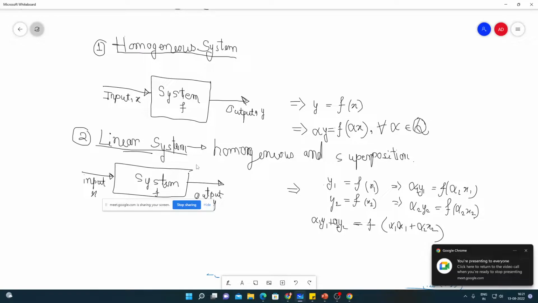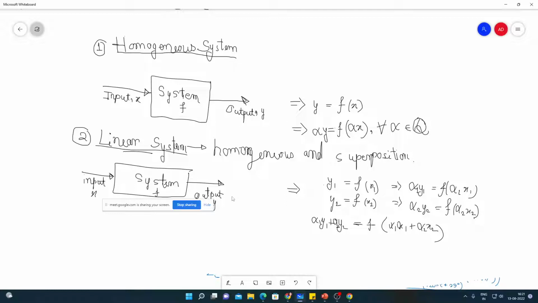A linear system is such a system that satisfies the property of homogeneity. So if we have input x1, the output is y1, and input x2, the output is y2. Since it satisfies homogeneity, if we give an input of alpha 1 x1, it will give an output of alpha 1 y1, and if we give an input of alpha 2 x2, we will get an output of alpha 2 y2. But a linear system also satisfies the property of superposition, where if we give an input of alpha 1 x1 plus alpha 2 x2, then the output will be the addition of the previous two outputs, that is alpha 1 y1 plus alpha 2 y2.